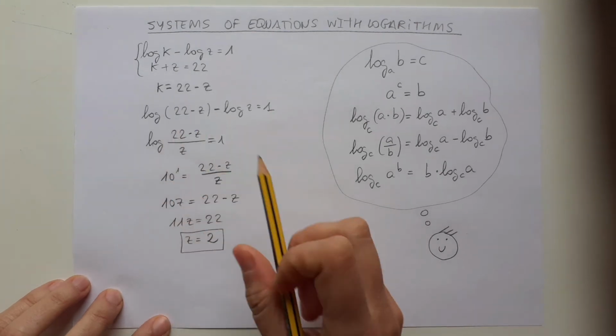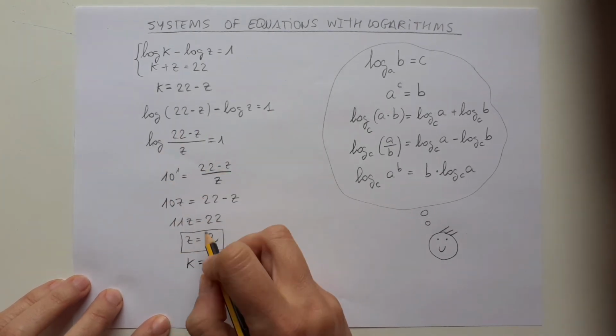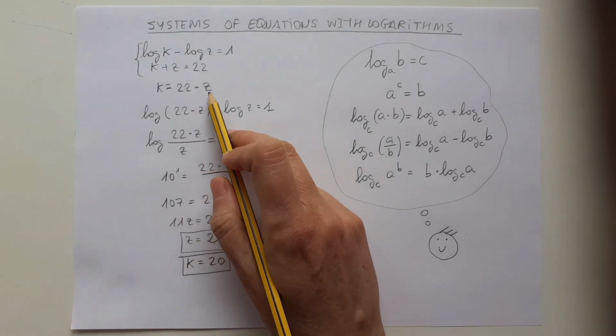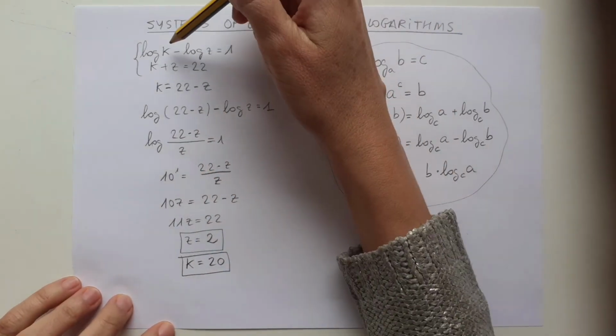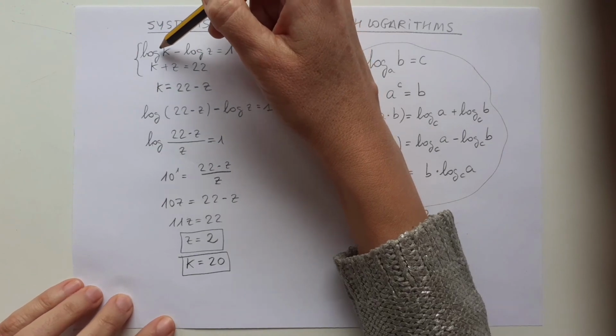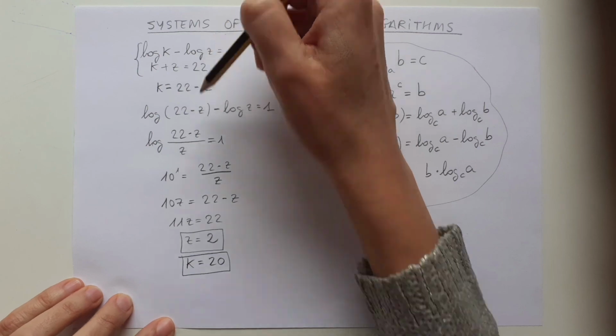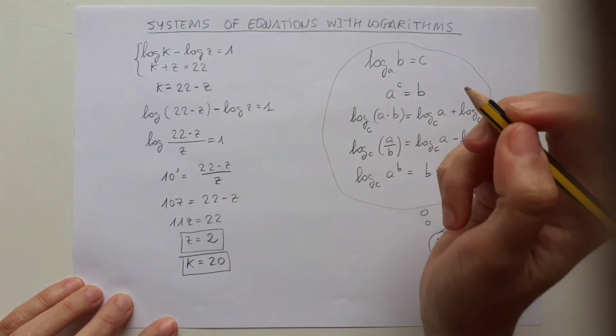Well, let's calculate first k, which will be 20, because 22 minus 2 equals 20. And now you have to make sure that in the original system we don't have a negative argument, which we don't have, but you have to make sure.